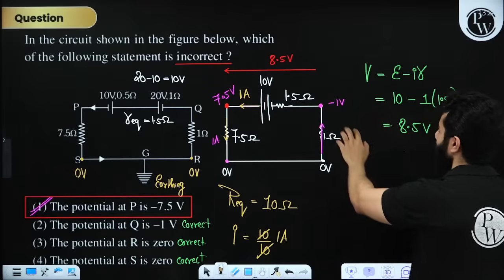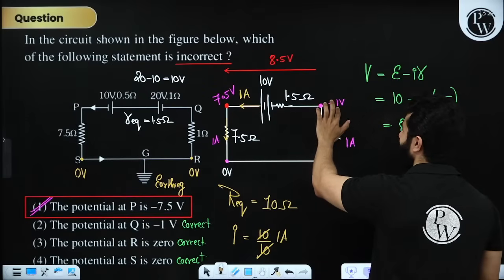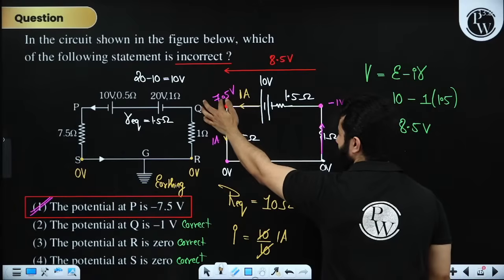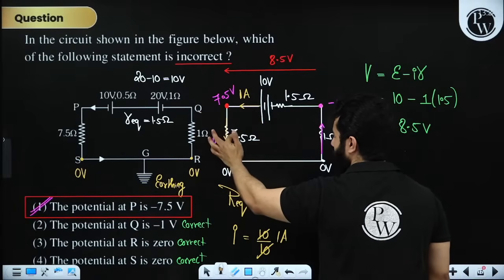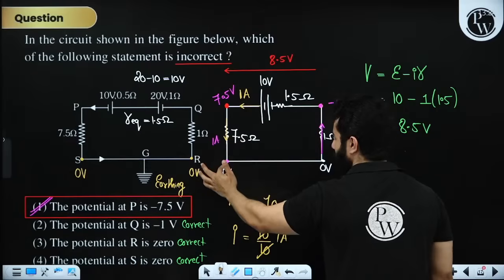So this is going to be minus 1 plus 8.5. So this is going to be 7.5. This is 7.5. Again 1 volt, again 7.5 volt will drop over here. This will become 0 volt.